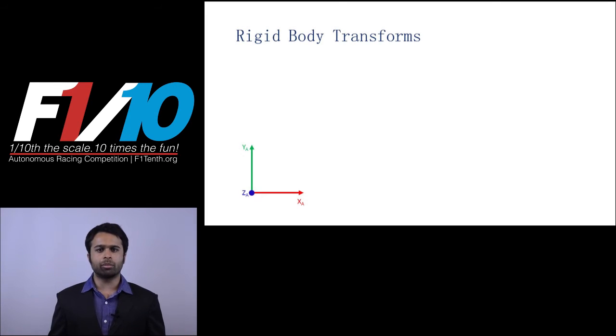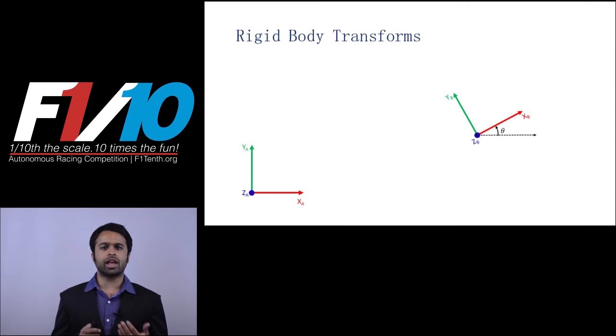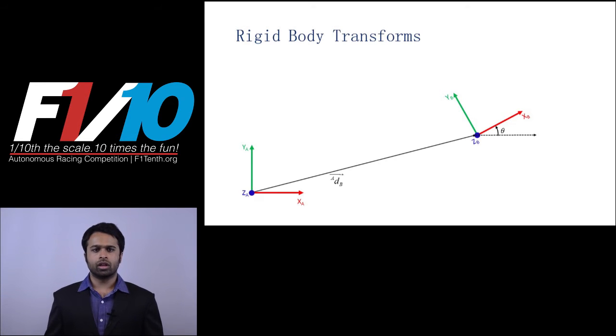Let's say we have a frame A and we have a frame B. This B is rotated by some theta with respect to the x-axis of frame A. Let it also be at a distance d from the origin of frame A. Note the significance of the super and subscripts in this notation: distance of frame B with respect to frame A.